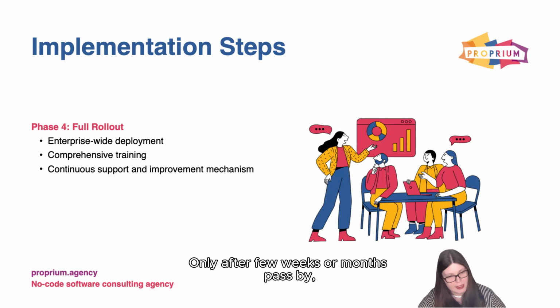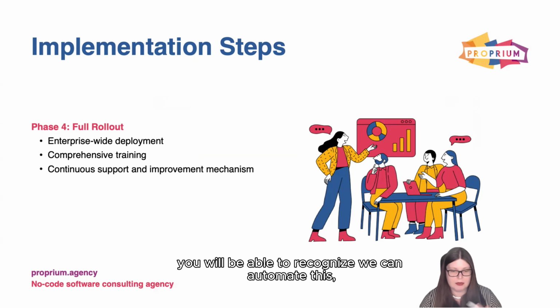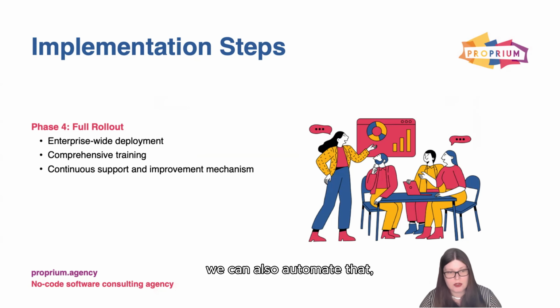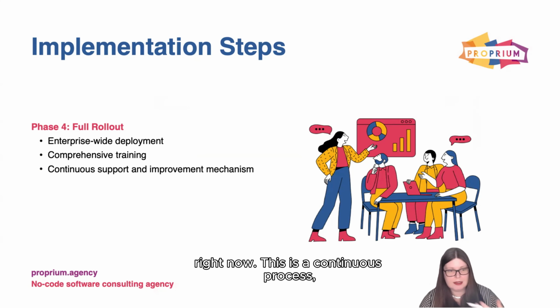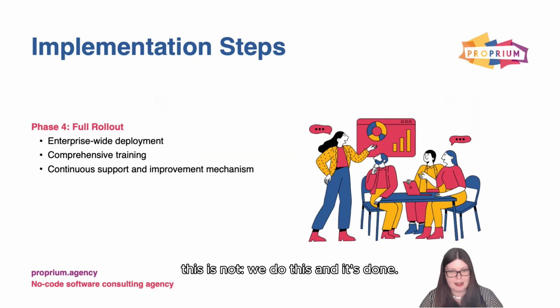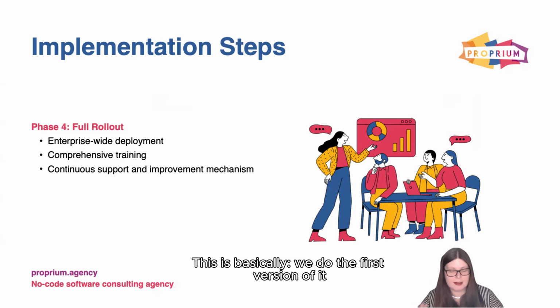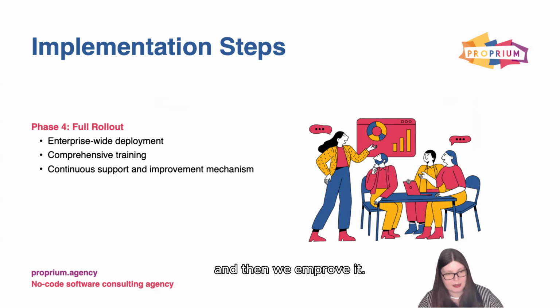Only after a few weeks or months pass by, you will be able to then recognize, oh, we can also automate this. We can also automate that. Let's map this whole process and let's see the steps that we didn't even think about right now. So this is a continuous process. This is not, we do this and it's done. This is basically, we do the first version of it and then we iterate.